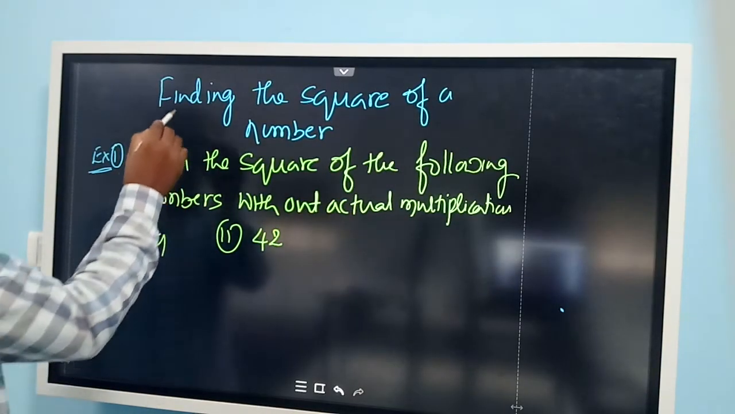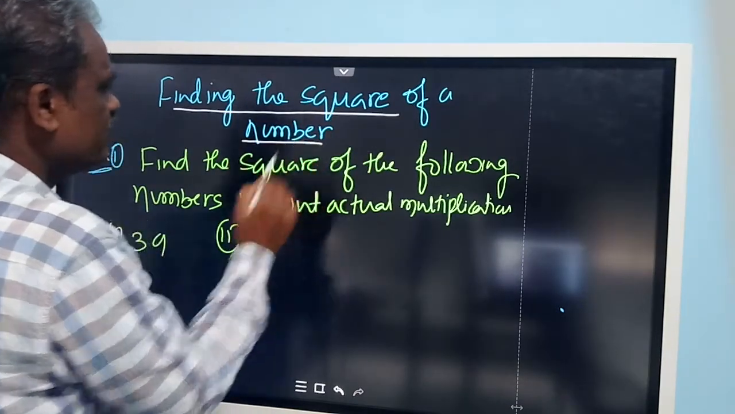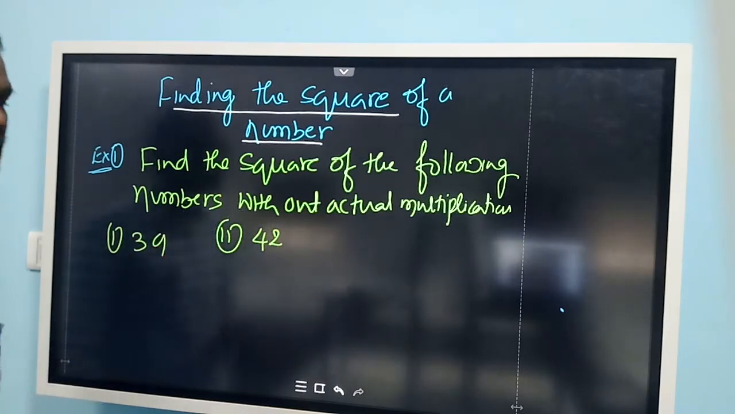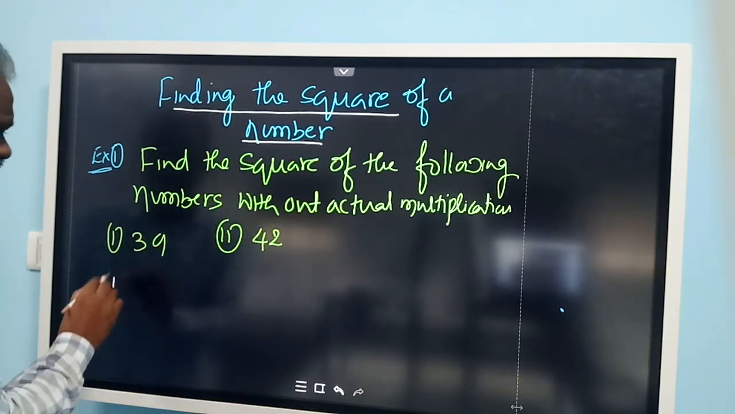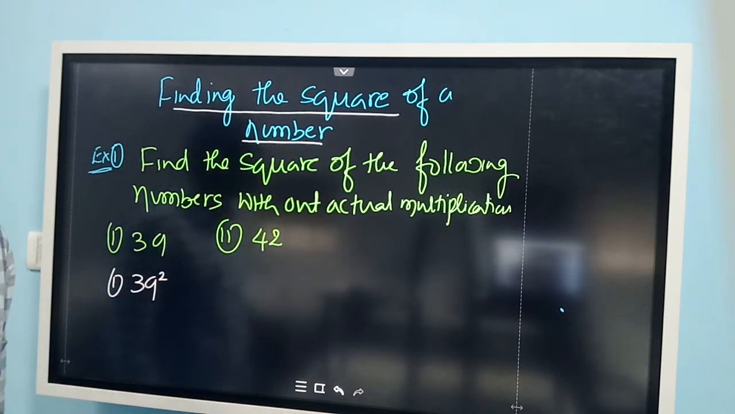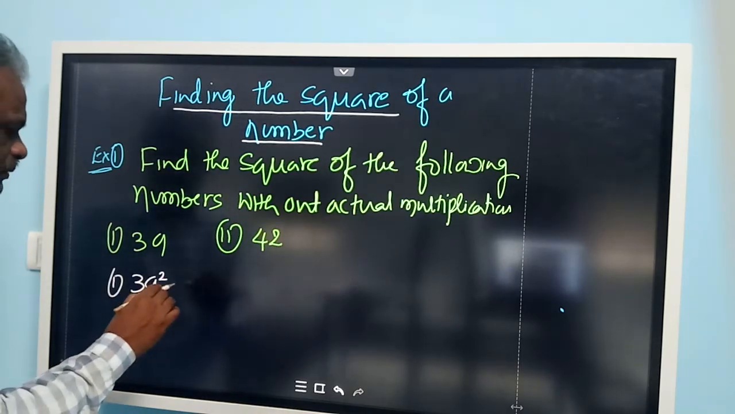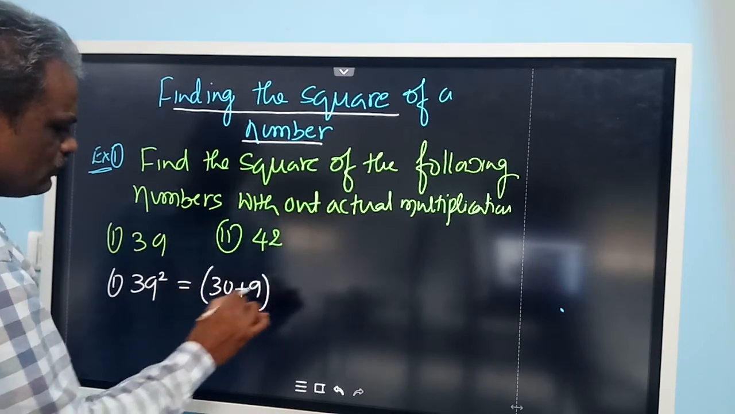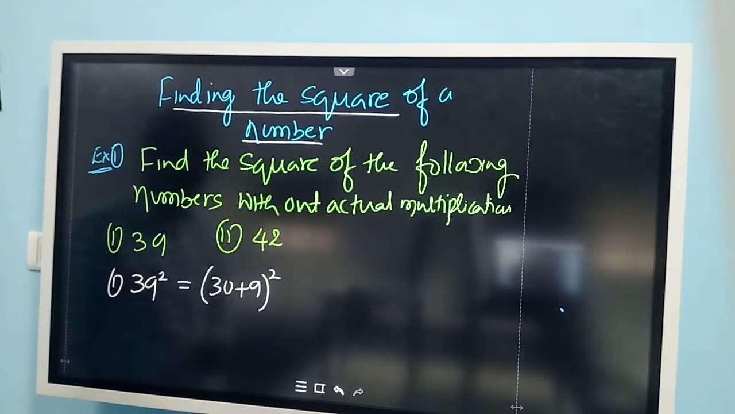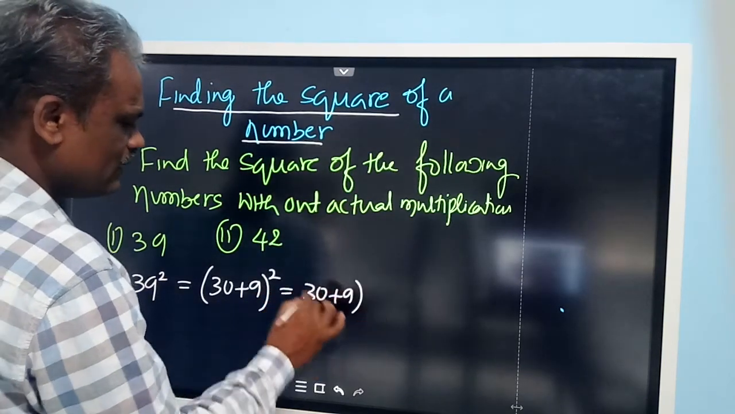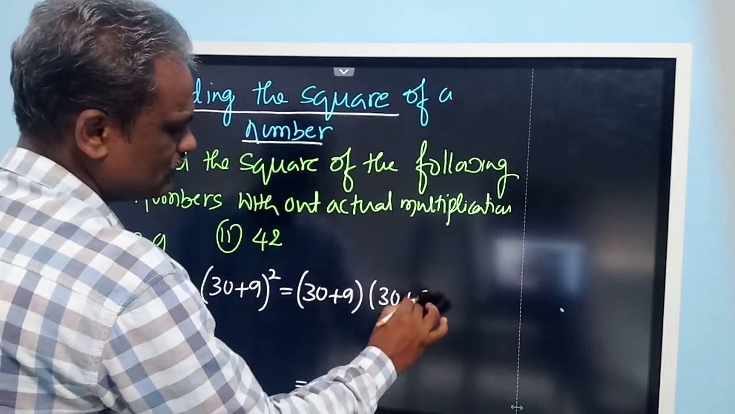Finding the square of a number. Find the square of the following numbers without actual multiplication. For example, I want 39 square. There is no need to multiply 39 and 39. You can use the distributive property by splitting 39 as 30 plus 9, whole square. That means you can write it as 30 plus 9 into 30 plus 9.